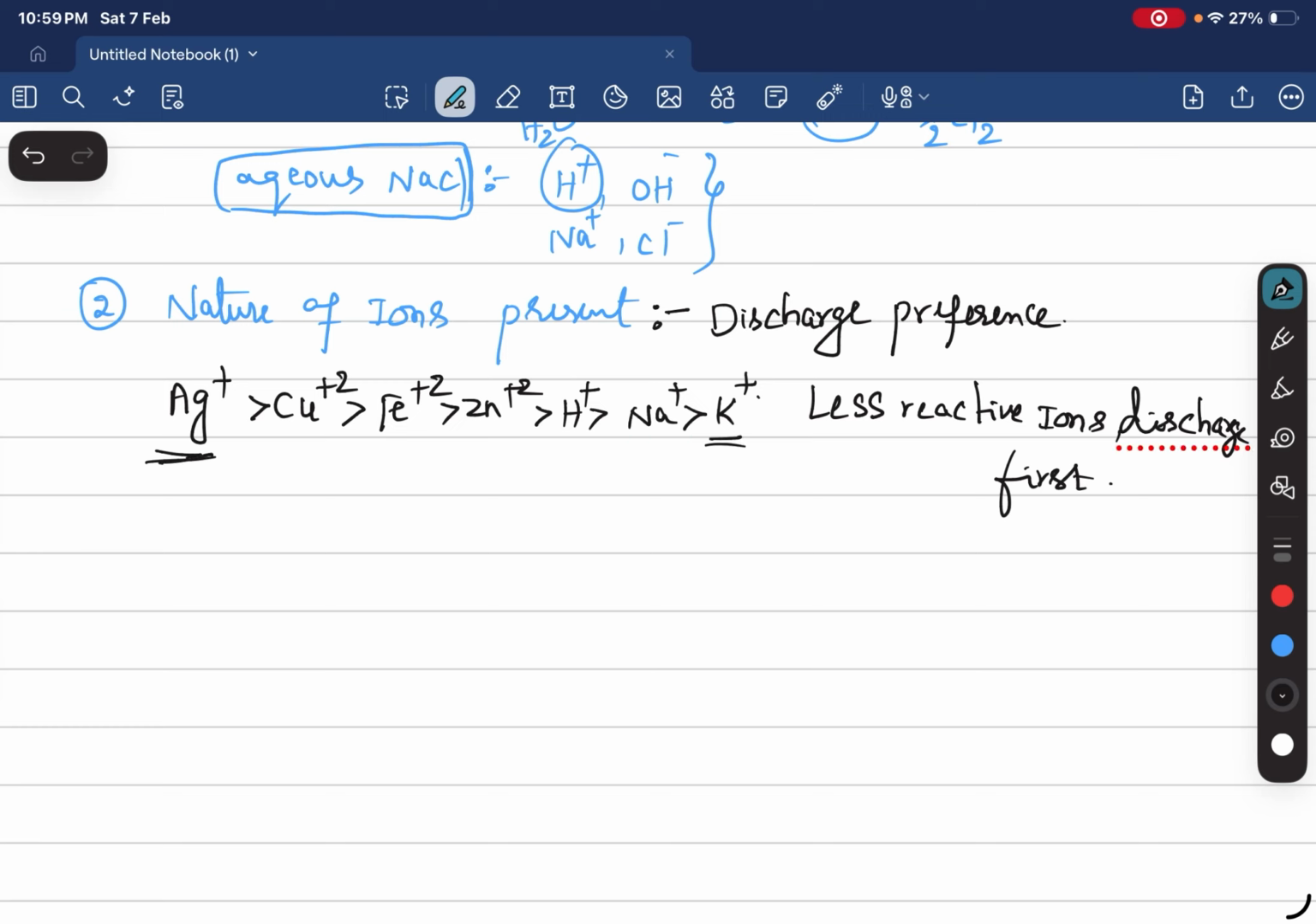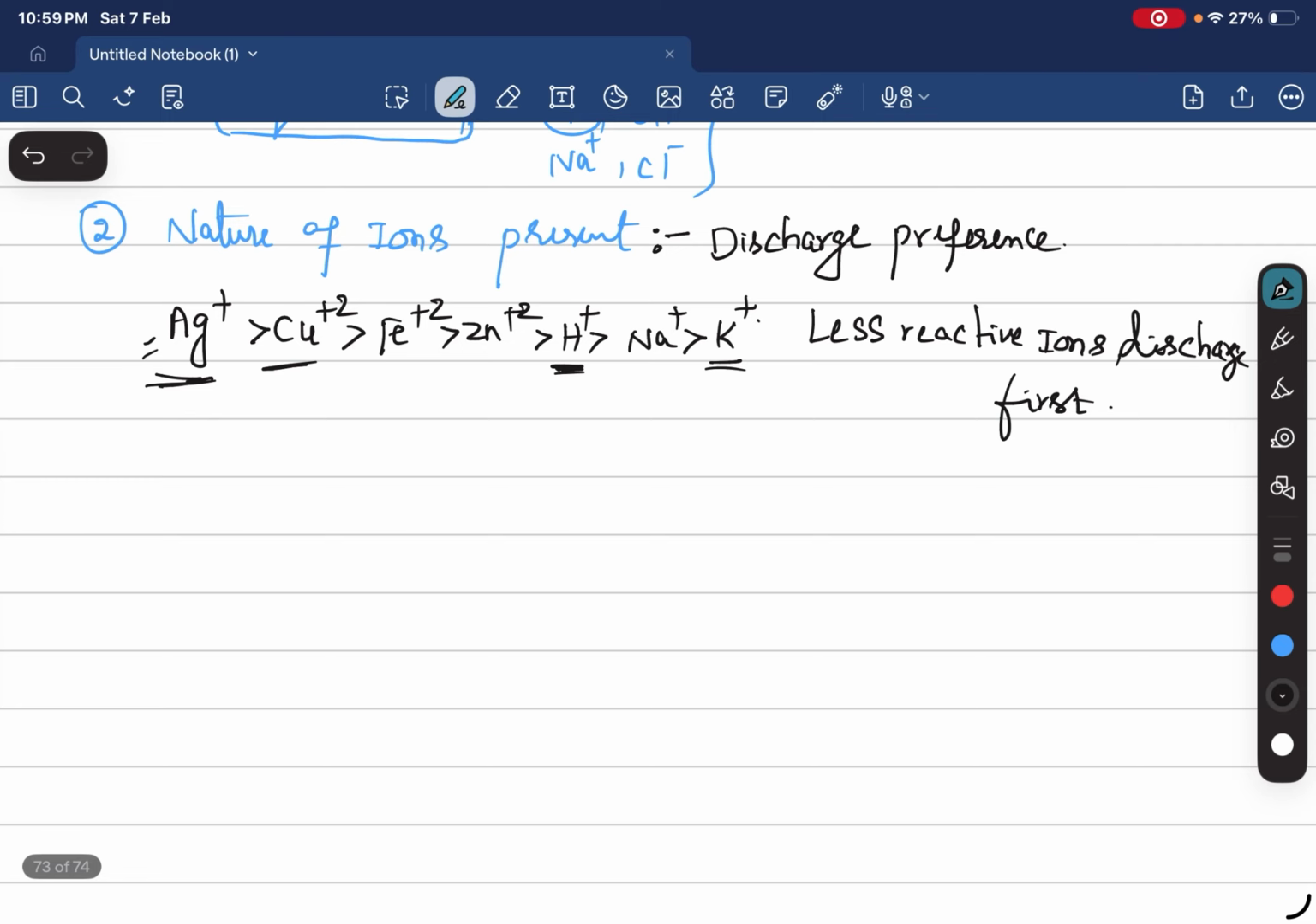Suppose Ag+ and Cu2+ ions are present, then Ag+ will deposit first. Similarly, in an aqueous Ag+ electrolyte, H+ and Ag+ ions will be present, and among those two, Ag+ will deposit first. That's nature of ions or discharge preference. Higher reactive metals won't discharge because highly reactive metal ions are stable in ionic form. Low reactive metal ions are stable in atomic or elemental form.